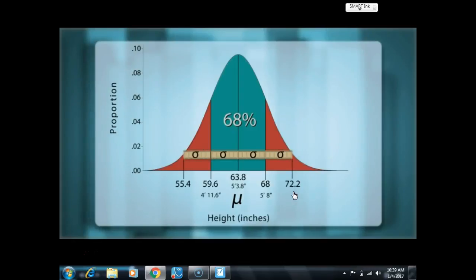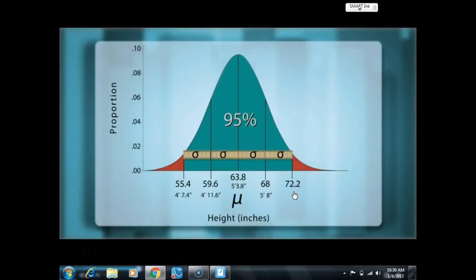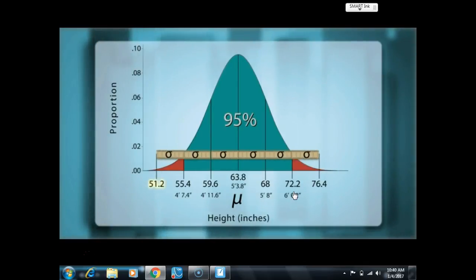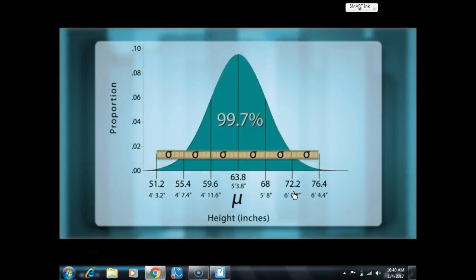Let's measure out another standard deviation with our yardstick. Now we're 2 sigma out from the mean in both directions, bringing us to 72.2 inches and 55.4 inches. That means 95% of American women are between 4 foot 7.4 and just over 6 feet. We can take it 1 more standard deviation out to 3 sigma. Now we wind up at 51.2 and 76.4. 99.7% of American women, the vast majority, are between 4 foot 3.2 and 6 foot 4.4. Only 1/3% of women, just 3 in 1,000, are out here at the extremes, shorter than this or taller than this.